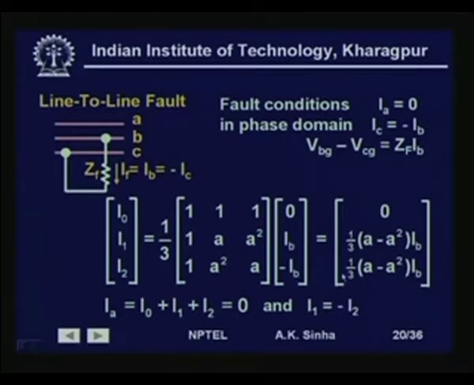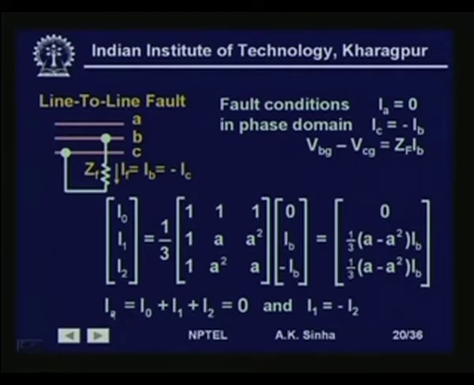I am sorry, this should be minus here, minus 1 by 3 A minus A square IB, or it can be 1 by 3 A square minus A IB. If you see from here, I2 is equal to 1 by 3, 1 into 0, then A square into IB and minus A into IB. So this should be A square minus A into IB, or minus 1 by 3 A minus A square IB. I am sorry, this is a mistake here, it should be minus here.